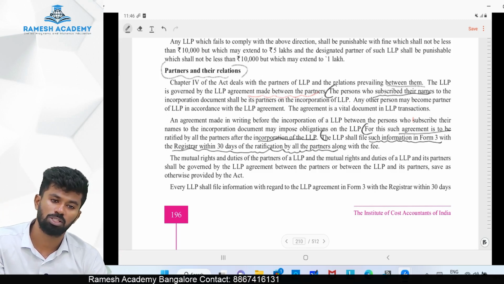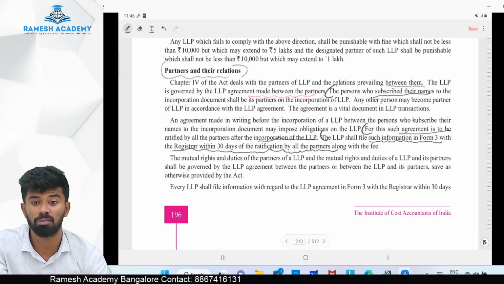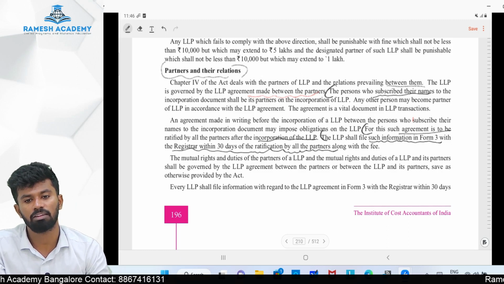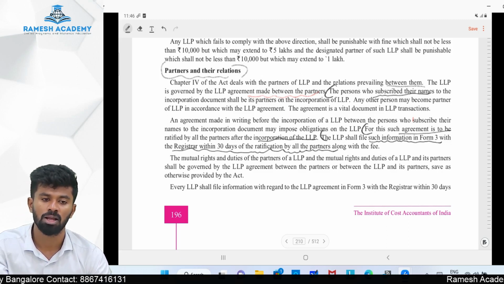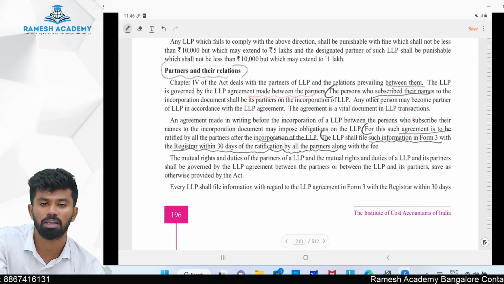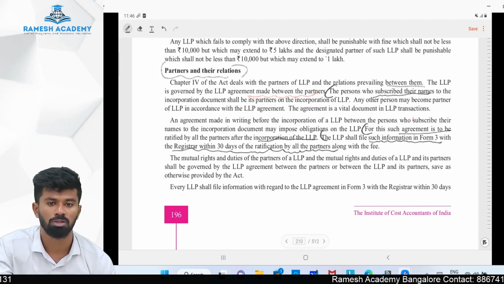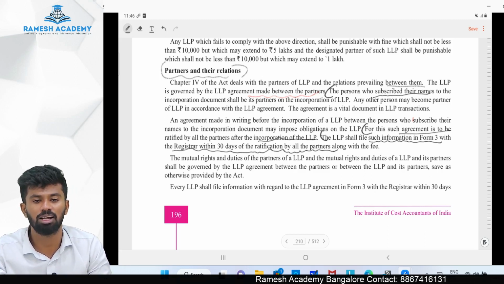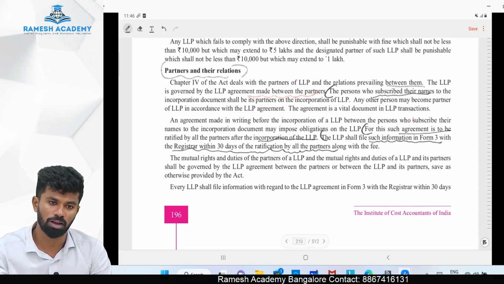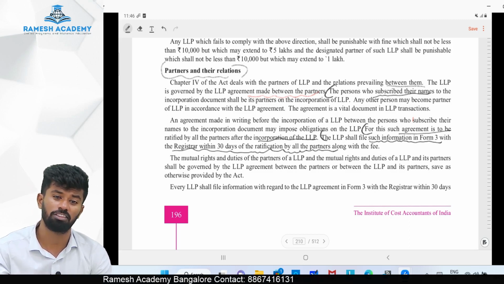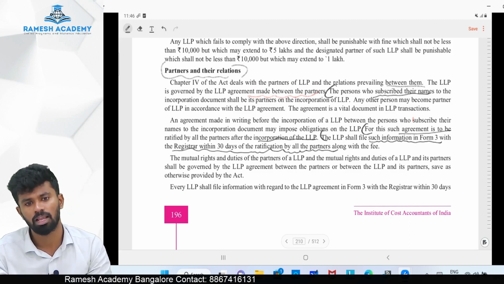So, ratification means what? Means confirmation. If the LLP agreement was made before registration of the LLP, then the same can be ratified by whom? Ratified by all the members by passing a resolution. By passing what? Resolution. And the same shall be intimated to whom? ROC in which form number? LLP 3. Form 3 is the form which is required to be filed with the ROC for the purpose of what? Intimating any change or intimating ratification of the partnership agreement, the LLP agreement.